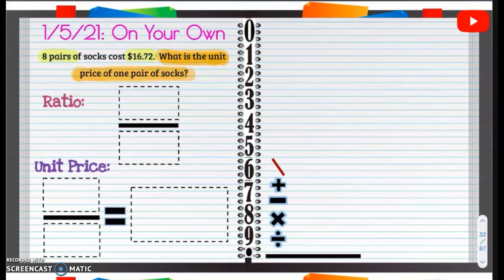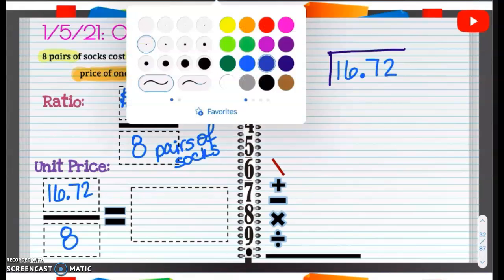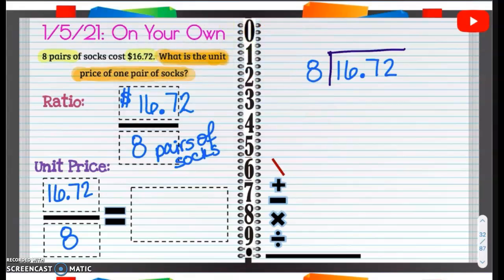All right, so money on top, we have $16.72, and we have 8 pairs of socks. All right, so all we're doing is dividing. $16.72 divided by 8. That's all we're doing. 16.72 divided by 8. Divided by 8. All right, remember, pop that decimal up if we have one, which we do.